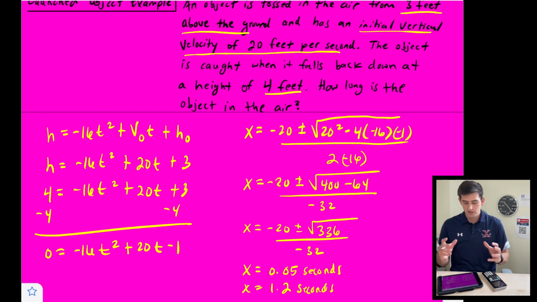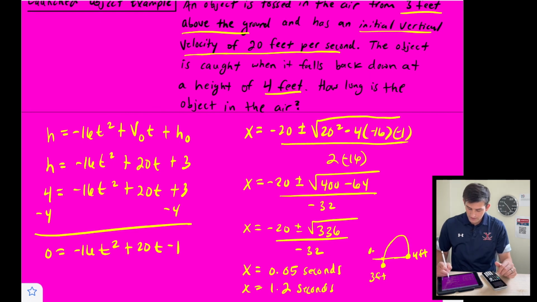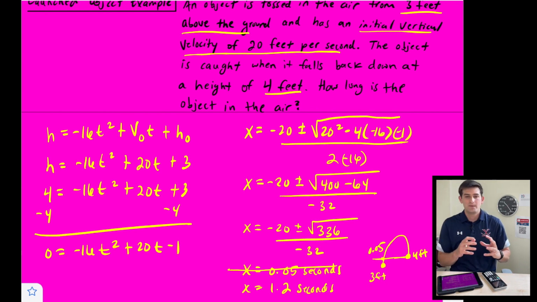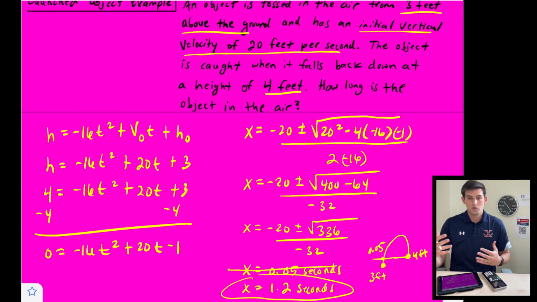Well, let's think about drawing a picture. So if we had our ball right here at 3 feet, we toss it up in the air, and we're going to catch it as it comes back down at a height of 4 feet. That means the ball was at a height of 4 feet twice, on its way up and on its way down, which tells us at this point right here, this would be 0.05 seconds, right? So we can disregard this time because that was the amount of time that it took for the object to reach the height of 4 feet, not on its way back down. So there would be 1.2 seconds. Okay, and those are the two formulas you can use whether you have a dropped object or a launched object on Earth.